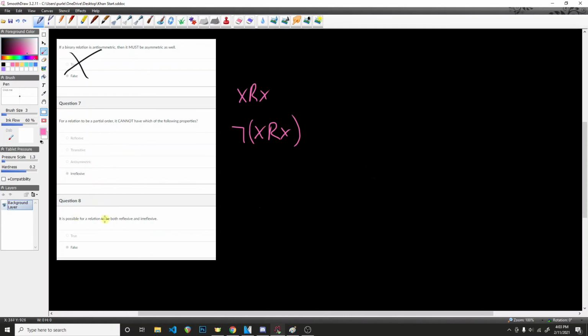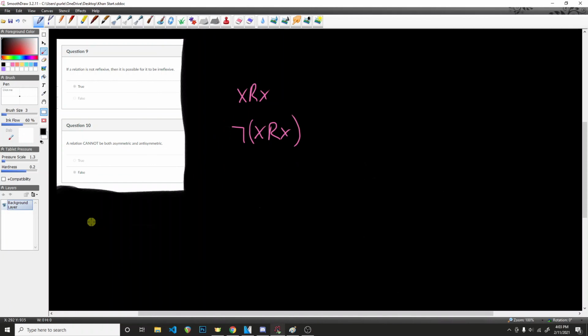Number 8, it is possible for a relation to be both reflexive and irreflexive. I said false, and we just talked about the logic behind that. Then finally, we have question 9. If a relation is not reflexive, then it is possible for it to be irreflexive. I was just talking about that, and that is true. So it is possible for a relation that is not reflexive to be irreflexive. And as I was saying, it is also possible that a relationship is neither of them.